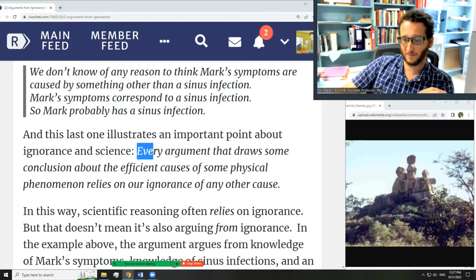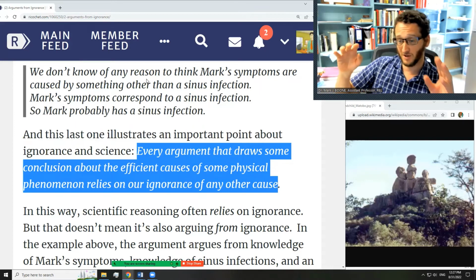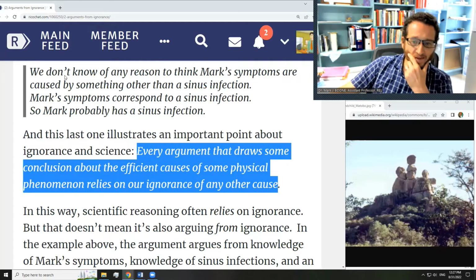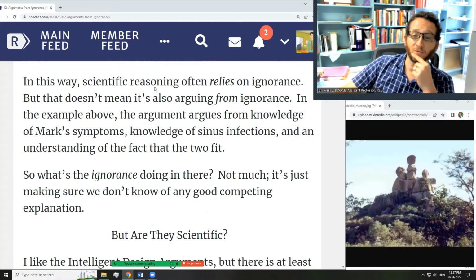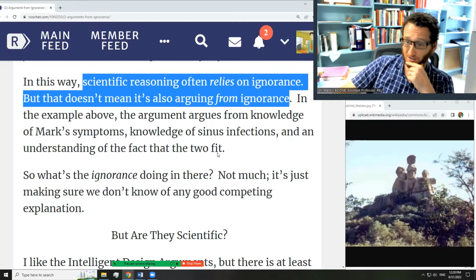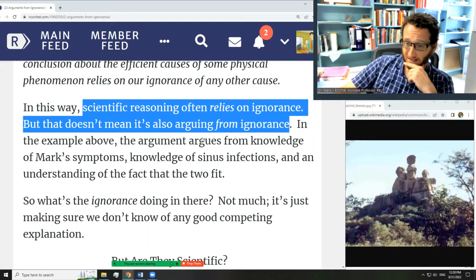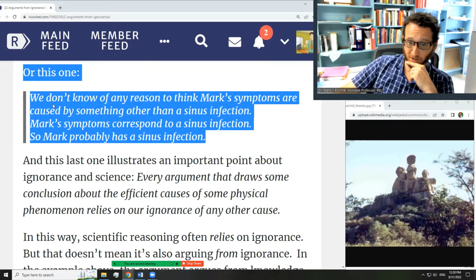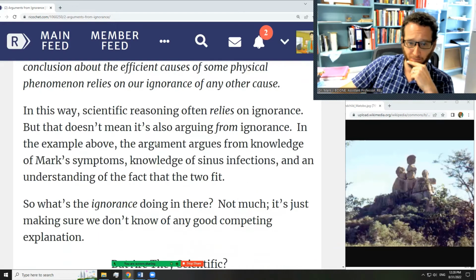Every argument that draws some conclusion about efficient causes for some physical phenomenon relies on our ignorance of any other cause. Let me repeat that. Every argument that draws some conclusion about what caused some physical phenomenon relies on our ignorance of any other equally likely cause or equally good explanation. In this way, scientific reasoning relies on ignorance, but that doesn't mean scientific reasoning is arguing from ignorance. It's not. In this example, the sinus infection example, pause the video and read if you need to, read again.